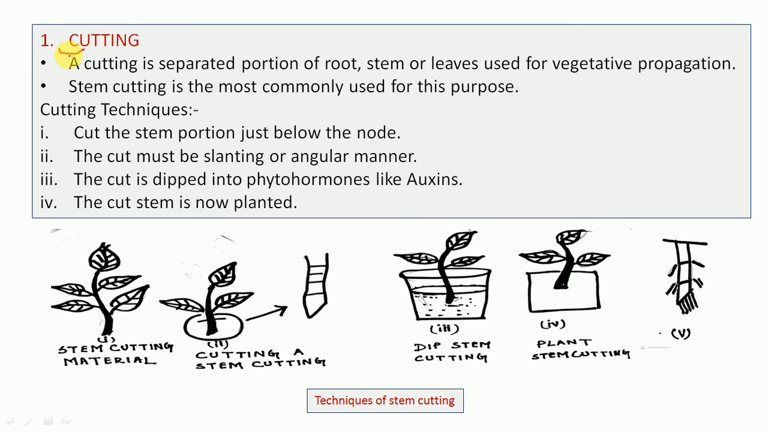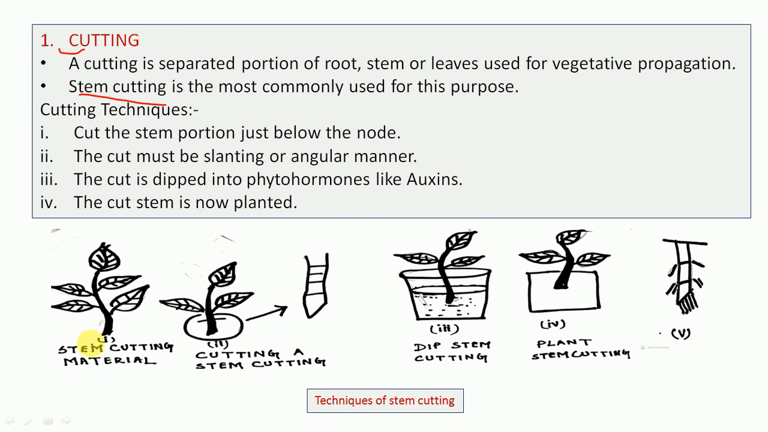Now what happens in cutting? Any vegetative part of the plant, like roots, stem or leaves, can be used for vegetative propagation, and the commonly used technique is stem cutting. So how does this technique occur? First of all, we cut a stem just below the node.